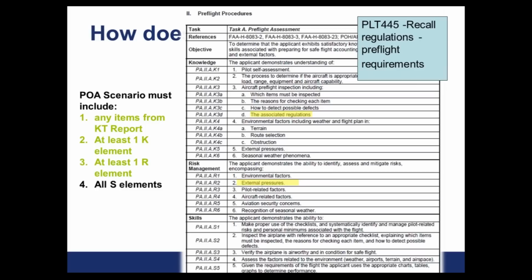The last rule is I have to include all skill elements. So this makes it pretty straightforward. My plan of action has to test, has to evaluate all of the skill elements listed 1 through 6. I can't pick and choose. All of those will be tested. So as you can see from this particular task, I'm only going to include those 6 skill elements and then 1 risk and 1 knowledge. So that's how we're not going to have a 6-hour Checkride.